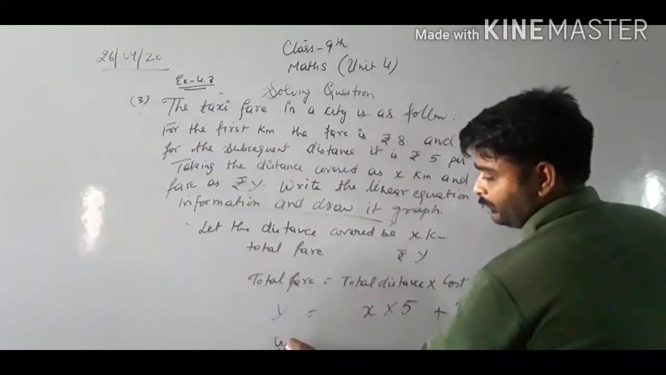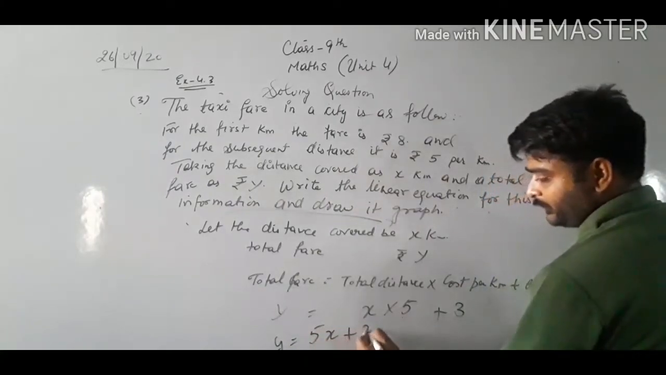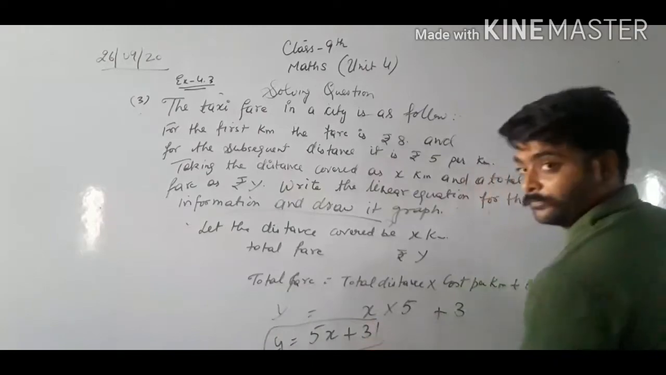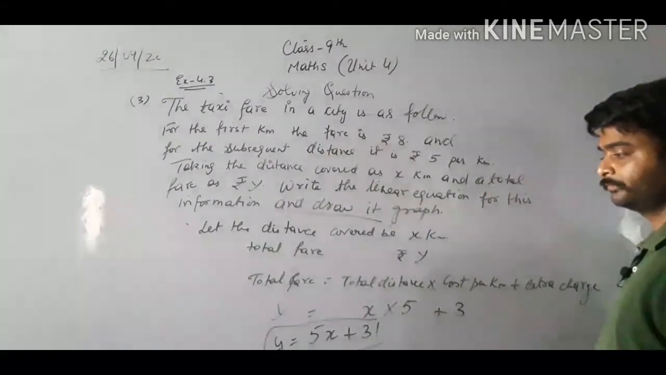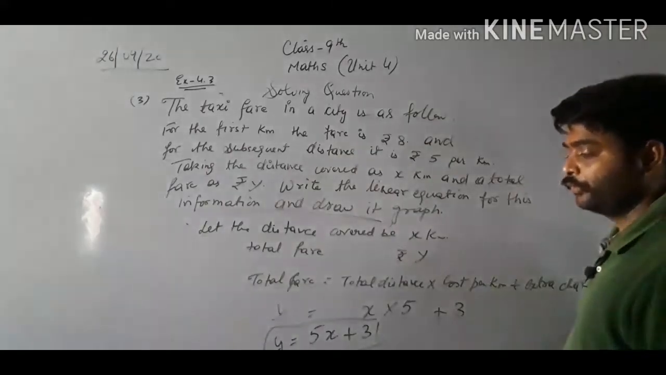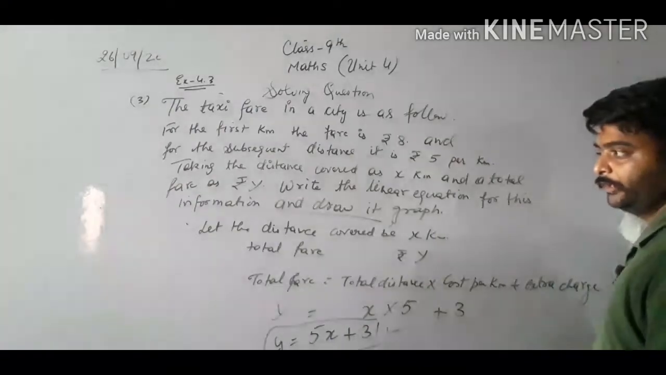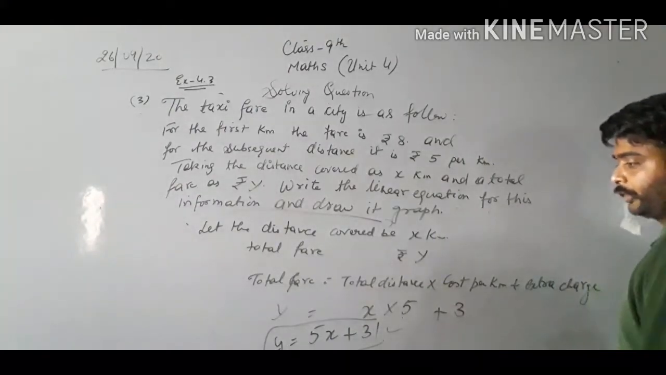So y equals to what you are getting? 5 into x is 5x plus 3. This is your equation. So y equals to 5x plus 3. Any doubt till here class? Okay, note it down. I am going to rub this.